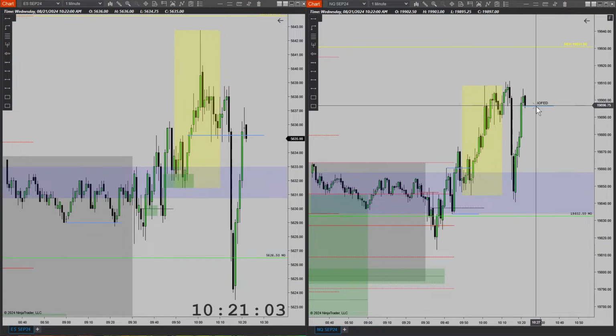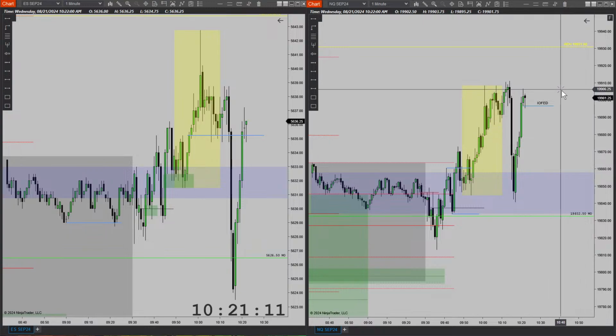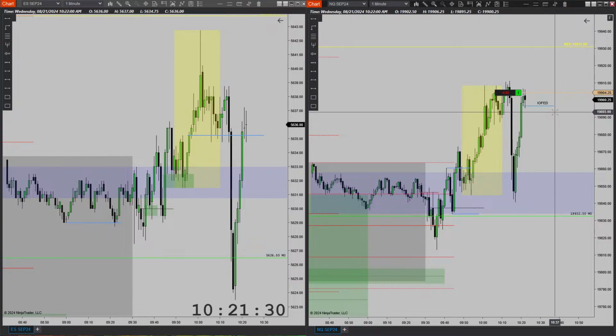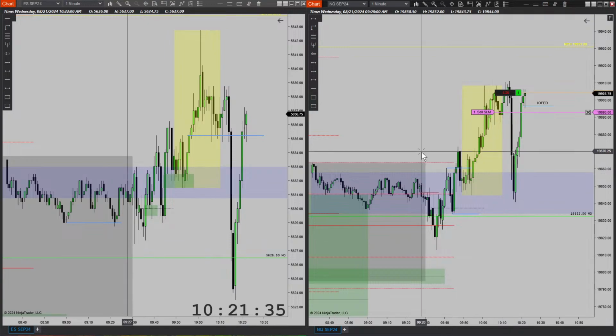All right, so I want to see immediate run higher. I could just jump in now. You know what? Let's go ahead and do a sim trade there. My stop is down here. All right, there we go. Let's see. Same thing here.